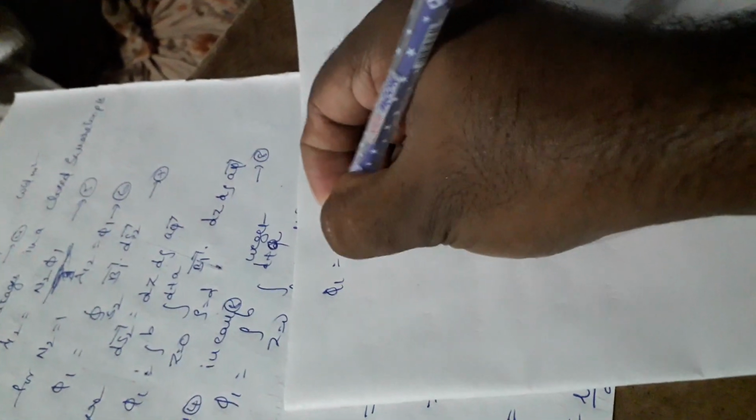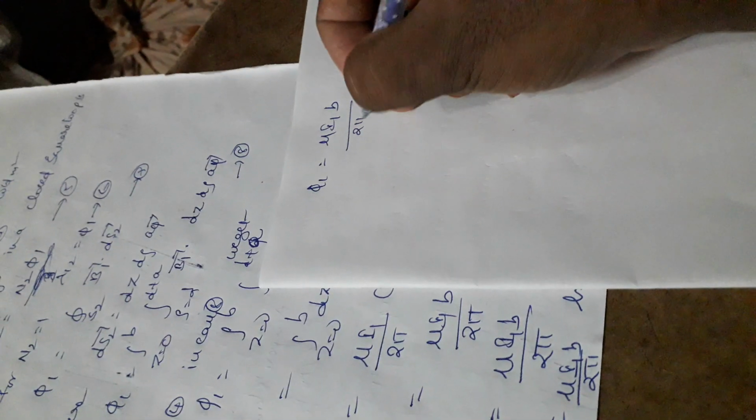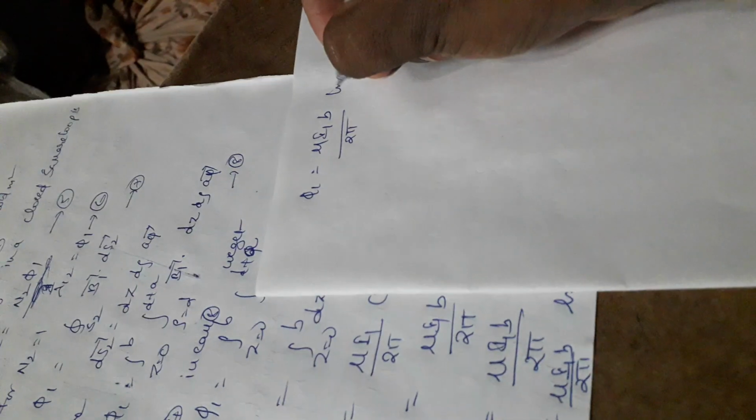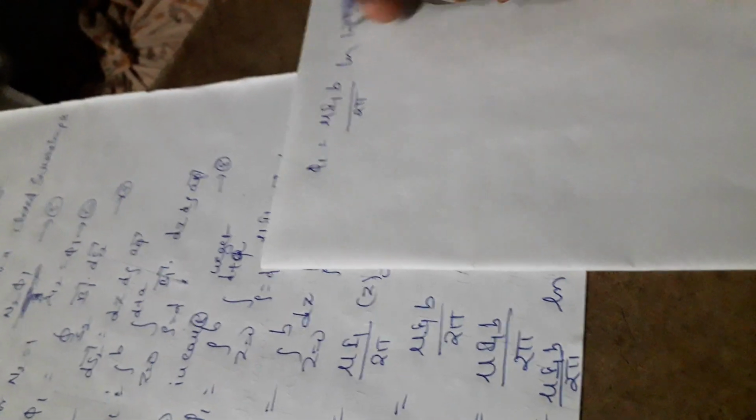So then from this, phi 1 is equal to mu into I1 b by 2 pi natural logarithm of, d plus a by d, that is 1 plus a by d. So which is the flux linkages, equation number 9.